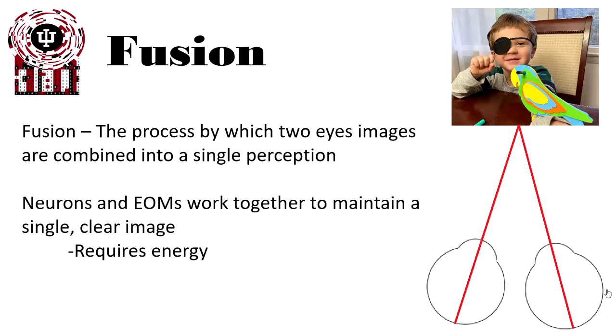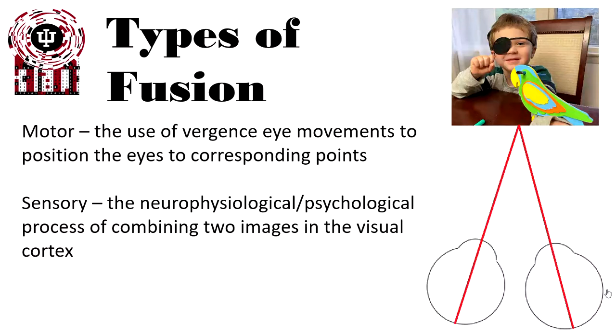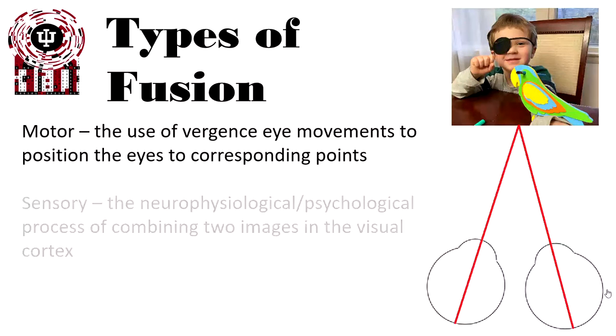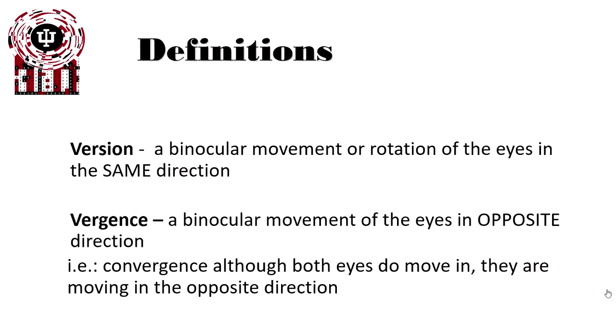This requires energy. There are two types of fusion: motor fusion, or the use of vergence movements to position the eyes to corresponding points, and then there's sensory fusion, the neurophysiological psychological process of combining two images into the visual cortex. For the most part today, we'll be focusing on motor fusion, the use of vergence eye movements to position the eyes correspondingly.